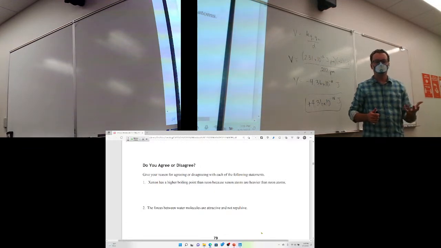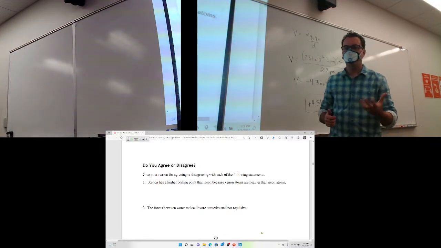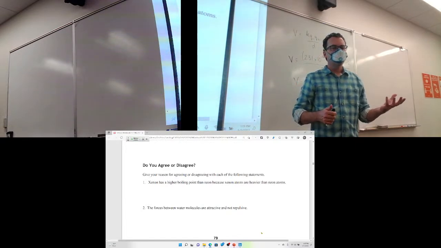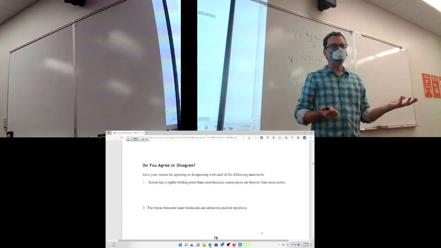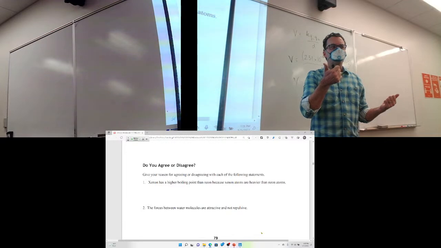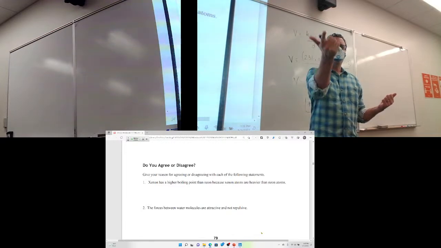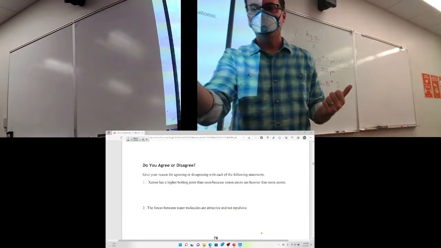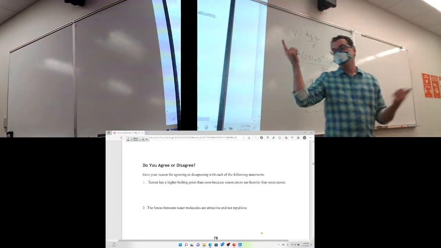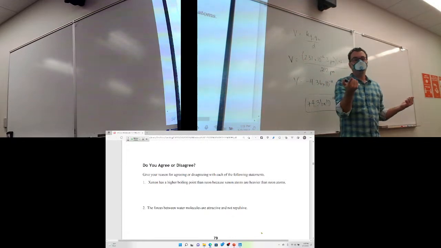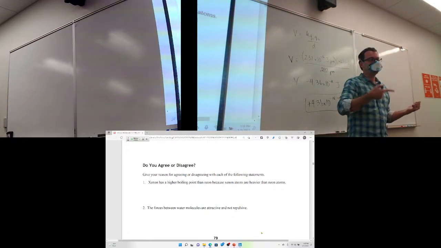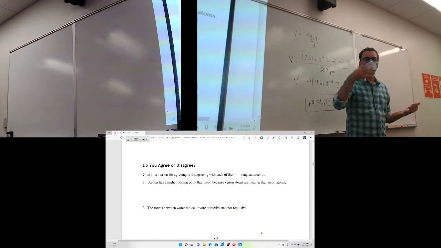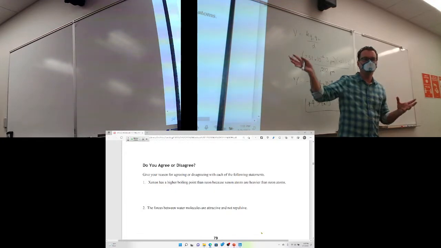So, xenon has a higher boiling point than neon because xenon atoms are heavier than neon atoms. Would you say that's true or false? True. So why true? Because it needs more energy, more kinetic energy to escape into gaseous form? That's actually a good answer. The heavier it is, the more energy you need to accelerate it, to make it move.